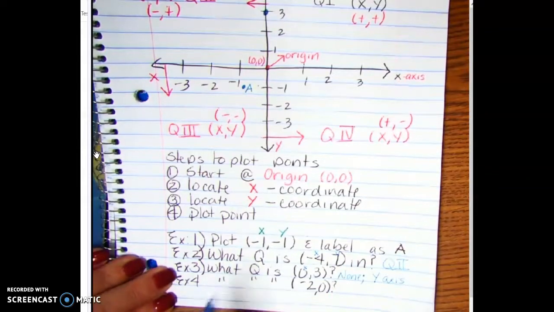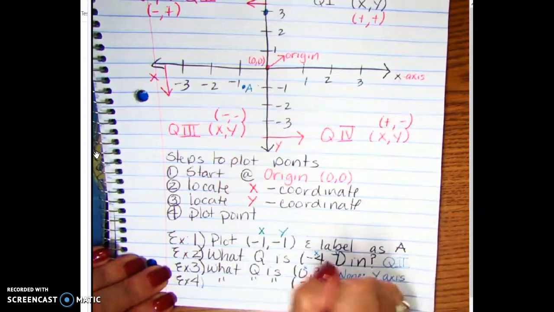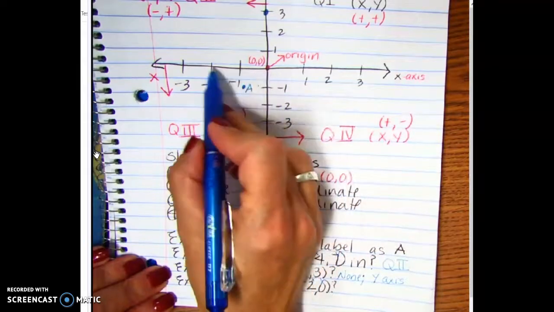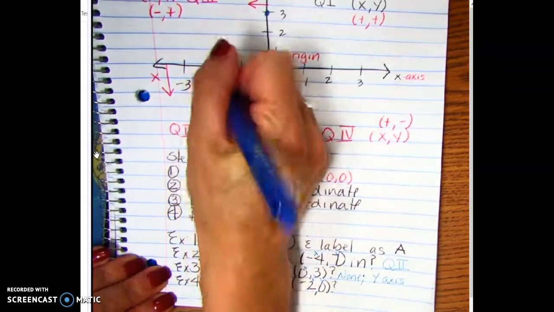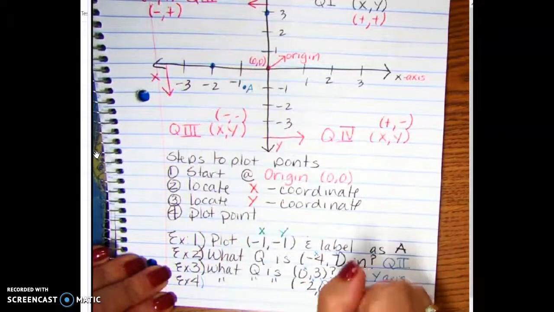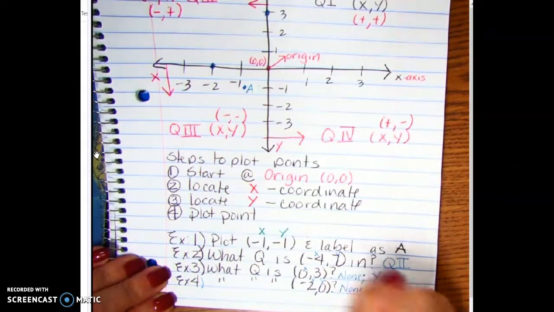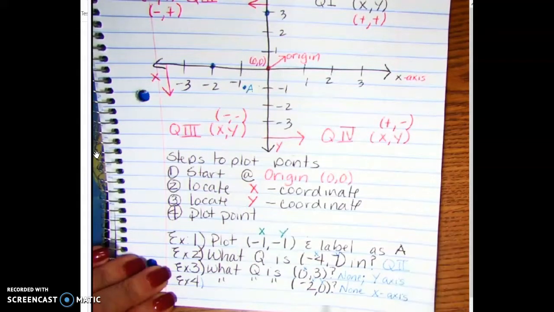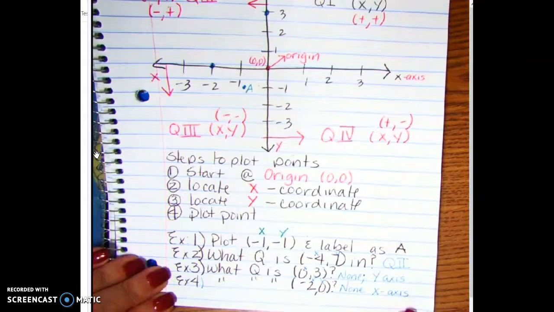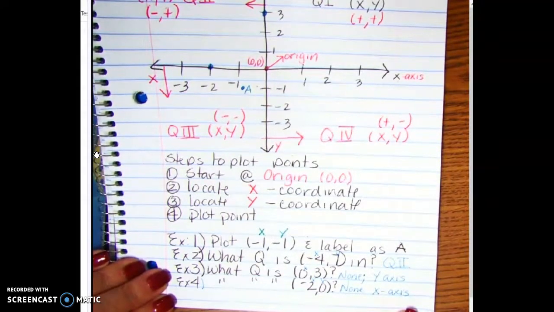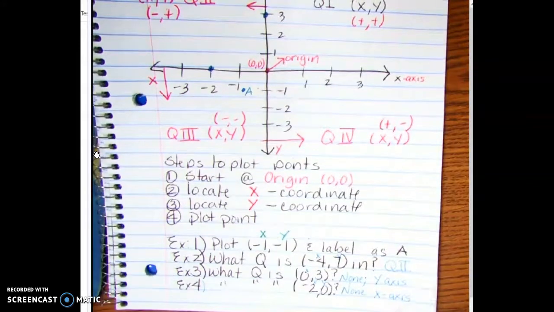Let's take a look at this one, for example, 4. What quadrant is -2, 0? So -2, 0. So x and y. -2, but it doesn't go up anywhere. It stays here. So it's not on any quadrant. It is on the x-axis. You will definitely see this again and again, so make sure you pay close attention. Okay? And that is plotting graphing ordered pairs in 4 quadrants.